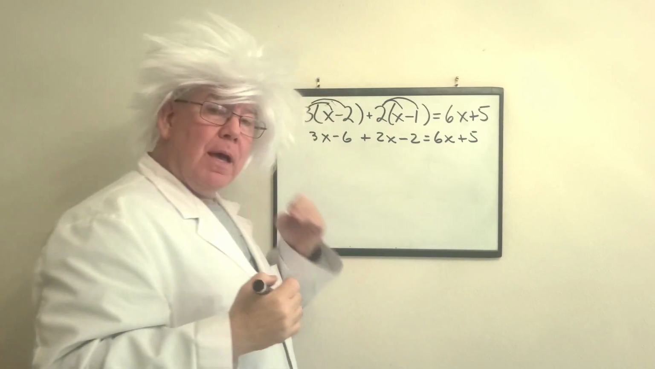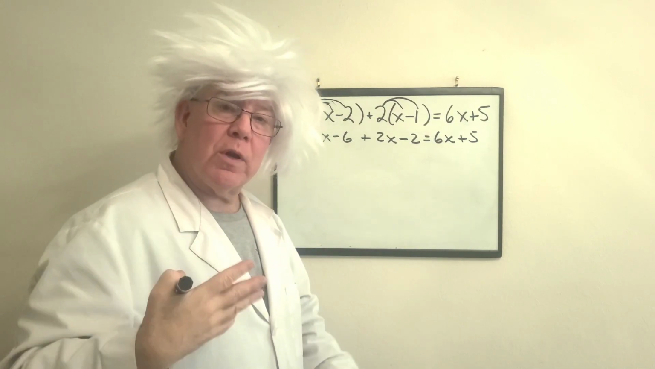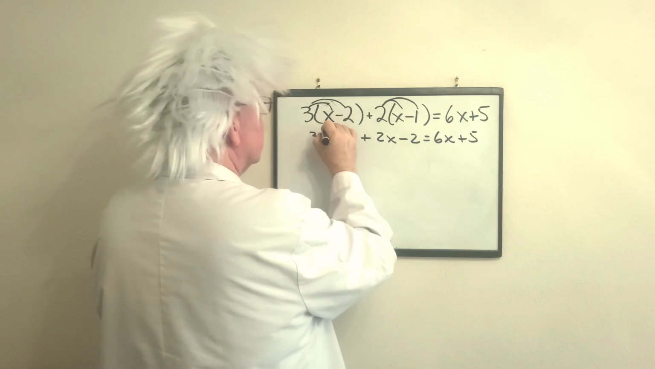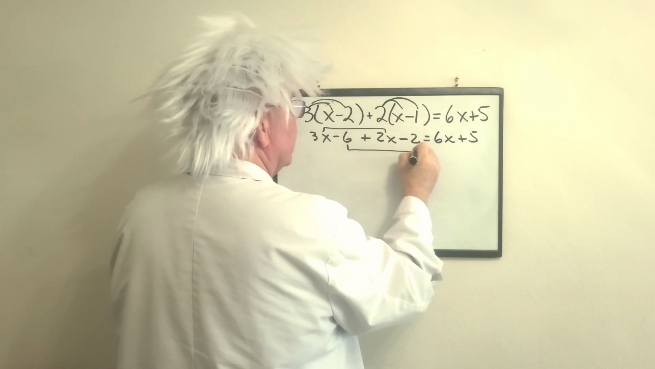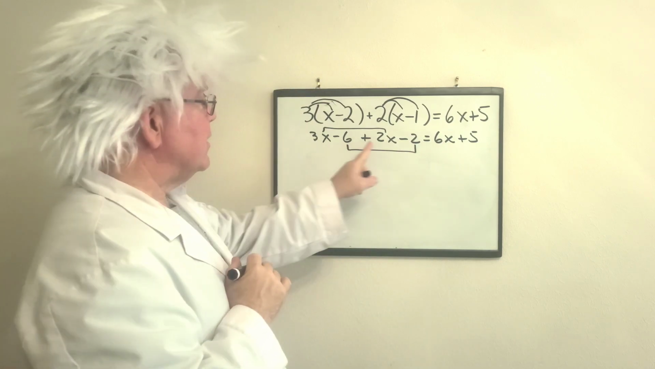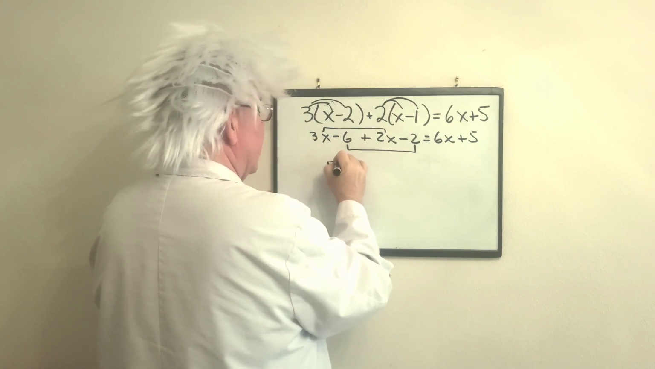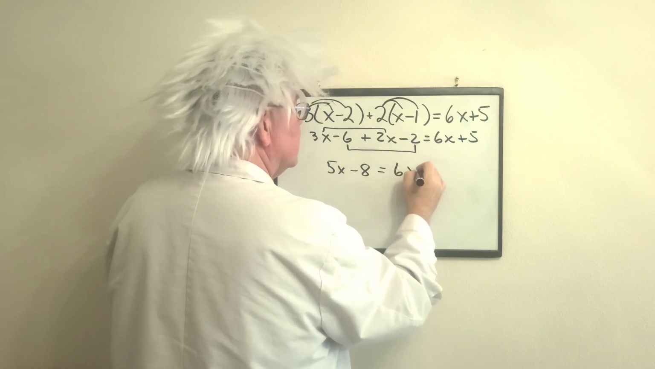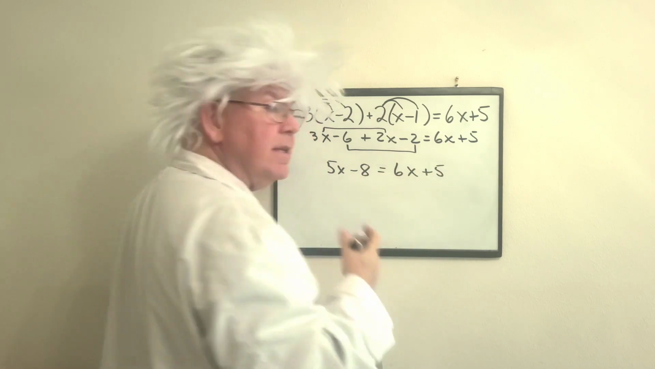We had this same kind of situation come up in the last problem, so we're going to have to use our combining like term brackets, or our CLT brackets. We're going to combine these two together. We're going to combine these two together. All right, so 3x plus 2x is 5x. -6 minus 2 is -8. Equals 6x plus 5.